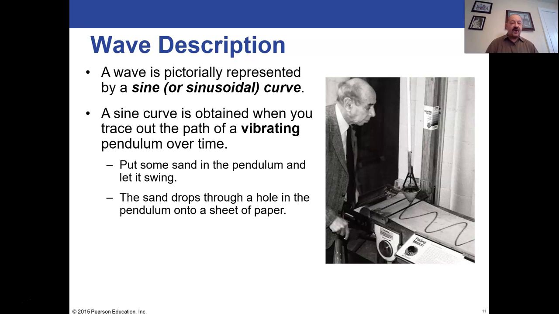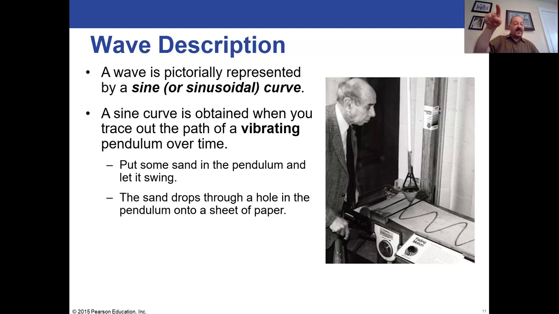So the sine curve is obtained. You can do this in this particular picture. What they did was they took a pendulum that was filled with sand and it had a little hole in the bottom of it, and it would swing back and forth, and it was just moving in time, not really going anywhere except back and forth. And then the paper underneath of it was moving in space underneath, so that you could see the path as it changed with time.